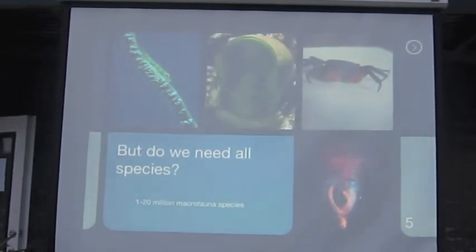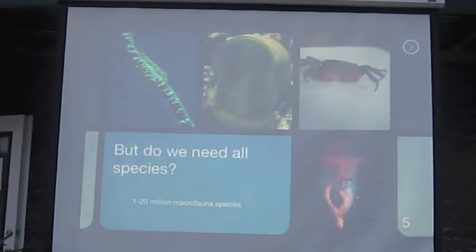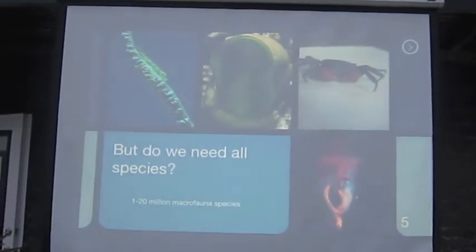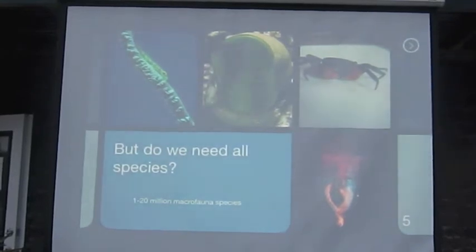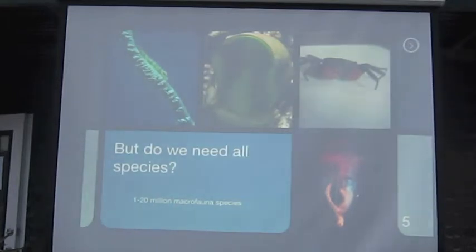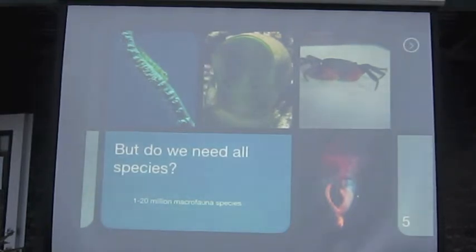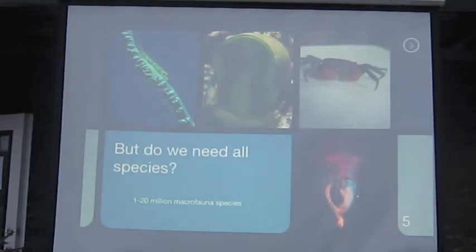But there's a lingering question of, do we need all these species? Do they all provide some essential service in this biodiverse economy, if you will? And when you think that we have 1 to 20 million, somewhere in there, we don't know the answer to how many species there actually are. We think it's between 1 and 20 million just macrofauna species, things above a couple millimeters. That's an awful lot of species to have an individual effect on that economy, or at least for us to perceive an individual effect.